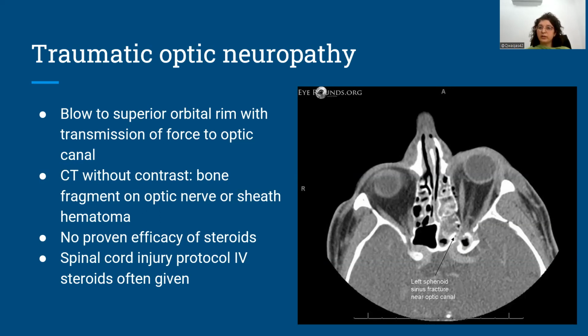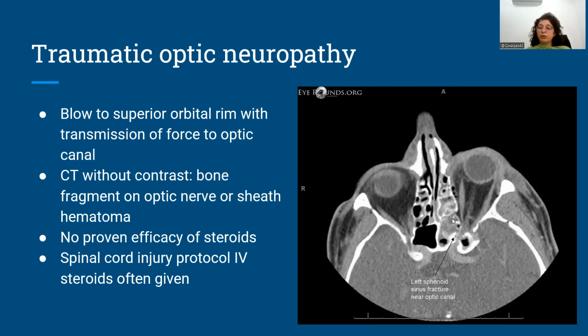There's a very severely guarded visual prognosis. It is controversial whether or not steroids are helpful. Generally, they are not helpful, but some people attempt, as a last-ditch effort, IV steroids with spinal injury protocols to see whether steroids may reduce inflammation and maybe reduce some pressure on the eye. But if there's a bony fragment severing your optic nerve, there's very little you can do to help that patient, unfortunately.